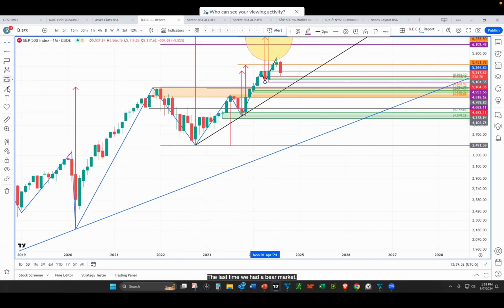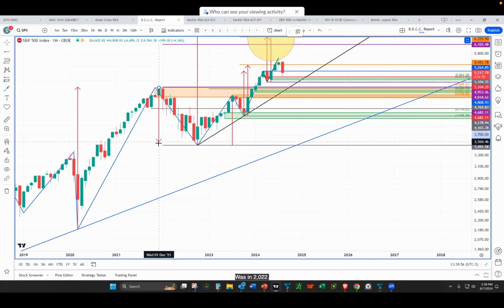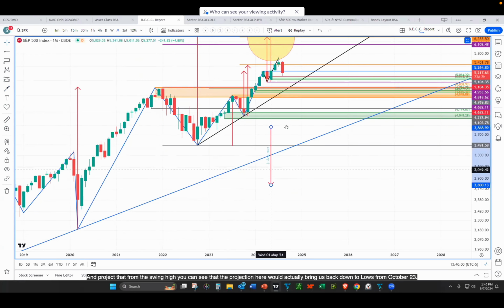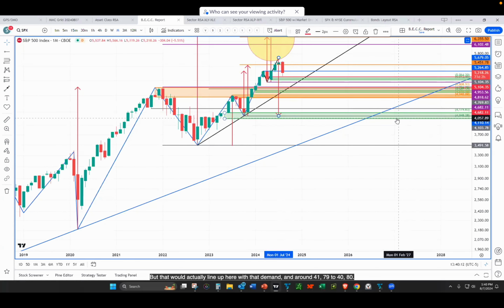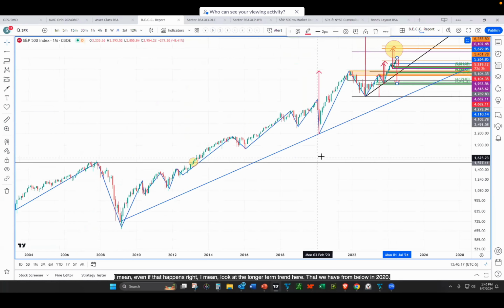Now, the last time we had a bear market was in 2022. Okay, so if we just measure the height of that decline and project that from the swing high, you can see that the projection here would actually bring us back down to the lows from October 2023. It'd be very interesting to actually see that happen, but that would line up here with that demand in around 41.79 to 40.80. And even if that happens, right?